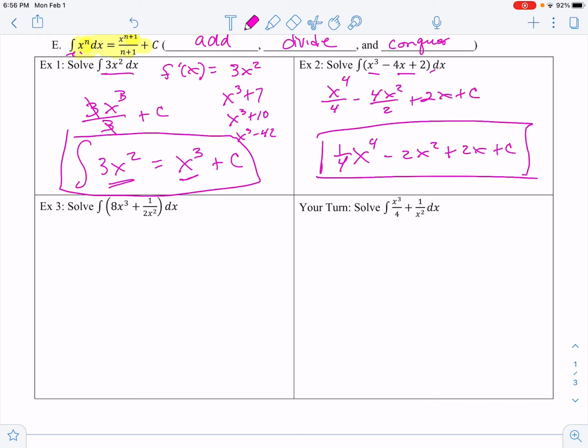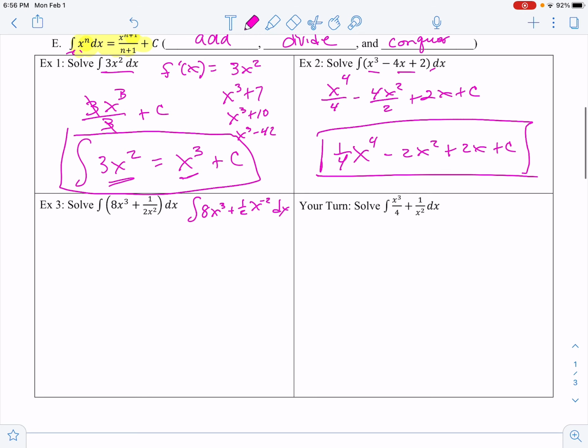All right, this one you want to rewrite first. So I'm going to integrate 8x cubed plus 1/2 x to the negative 2. Now you can do the power rule. 8x, add 1 to 3, you get 4. 1/2 is a constant out front. X to the, if you add 1 to negative 2, you get negative 1. Clean it up, you get 2x to the 4th minus 1 over 2x plus c.